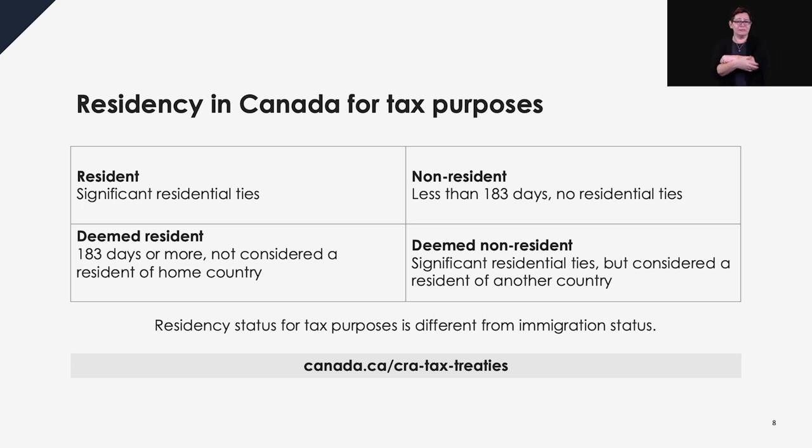canada.ca/CRA-tax-treaties. A non-resident if you stay in Canada for less than 183 days during the year and do not have significant residential ties with Canada. A deemed non-resident, meaning you have significant residential ties with Canada but are considered a resident of another country with which Canada has a tax treaty.